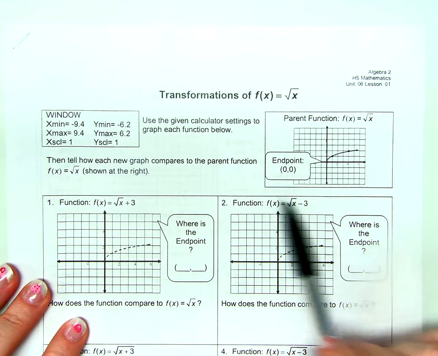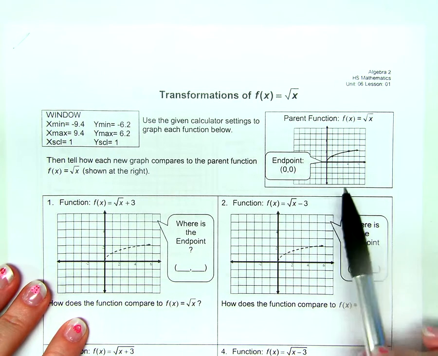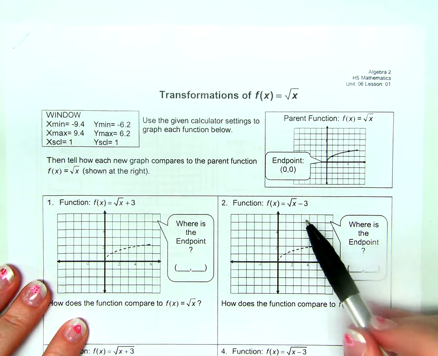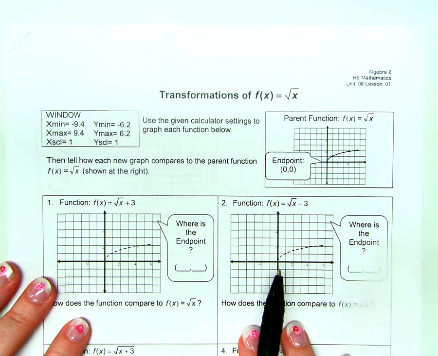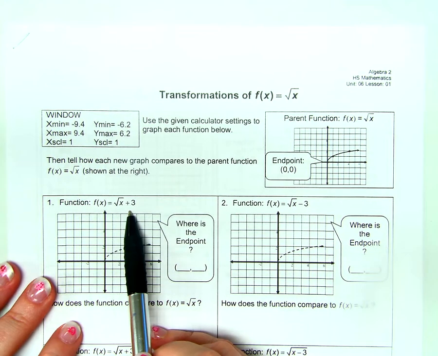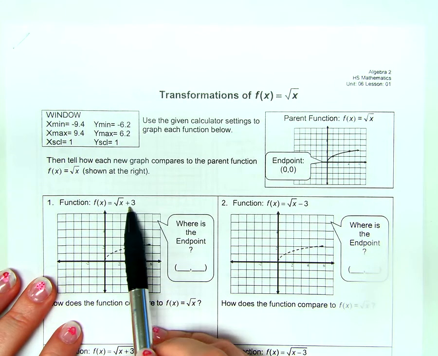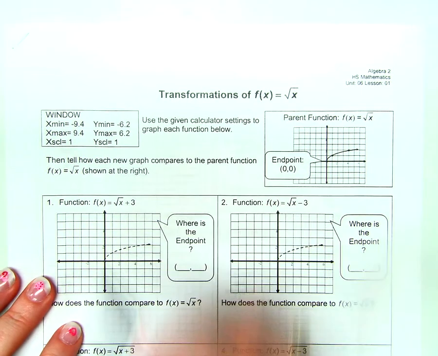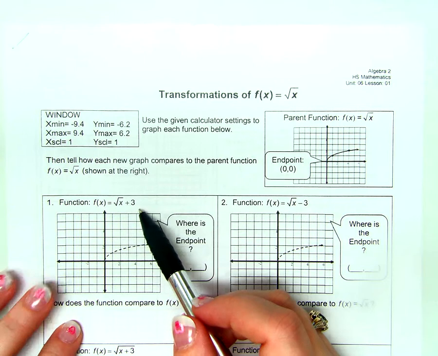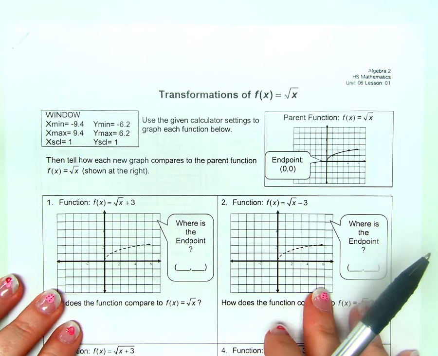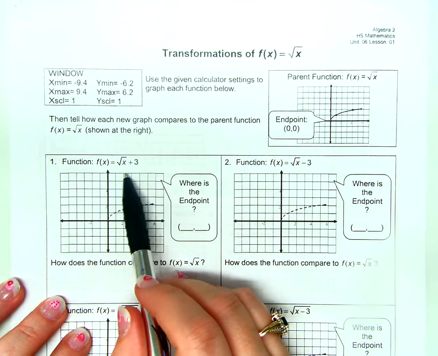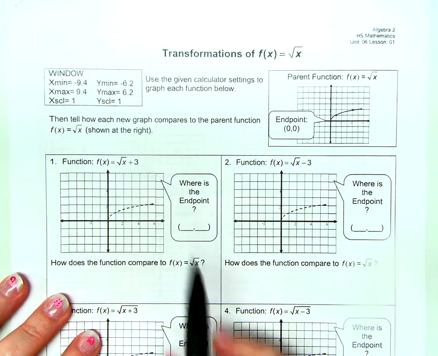So here's the parent function. We already knew that because we just looked at it a second ago. We know it starts at 0, 0 and goes like that, right? It's like the top half of a parabola if it was a parabola laying on its side. So if we're talking about this function right here, the square root of x plus 3, tell me if this 3 is inside or outside of the radical. How do you know it's outside? Because it's not covered. Are you okay with that? So where is that going to move compared to its parent? If something's outside, where does it move?